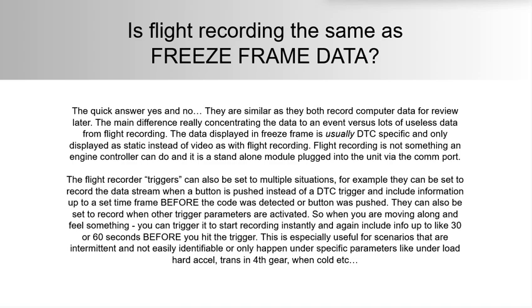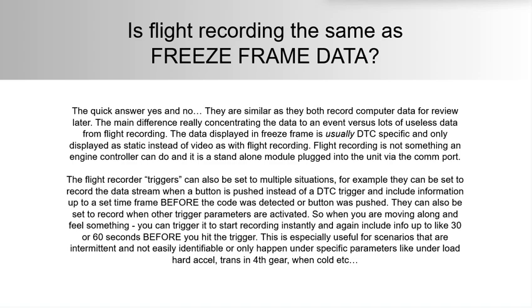Flight recording is not something an engine controller can do, and is a standalone module plugged into the unit via the COM port. Flight recorder triggers can also be set to multiple situations. For example, they can be set to record the data stream when a button is pushed instead of a DTC trigger, and include information up to a set time frame before the code was detected or button was pushed. They can also be set to record when other trigger parameters are activated.